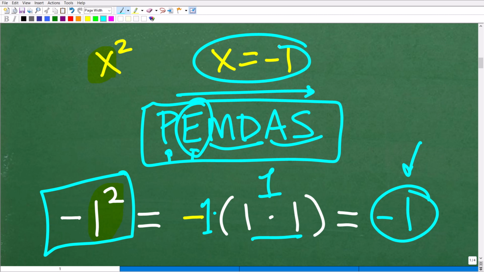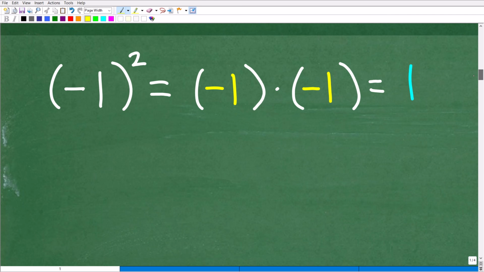When you evaluate, the big thing that I want you to remember is always use parentheses, okay, when substituting or plugging in for a variable. Okay, so this is what you want to see.